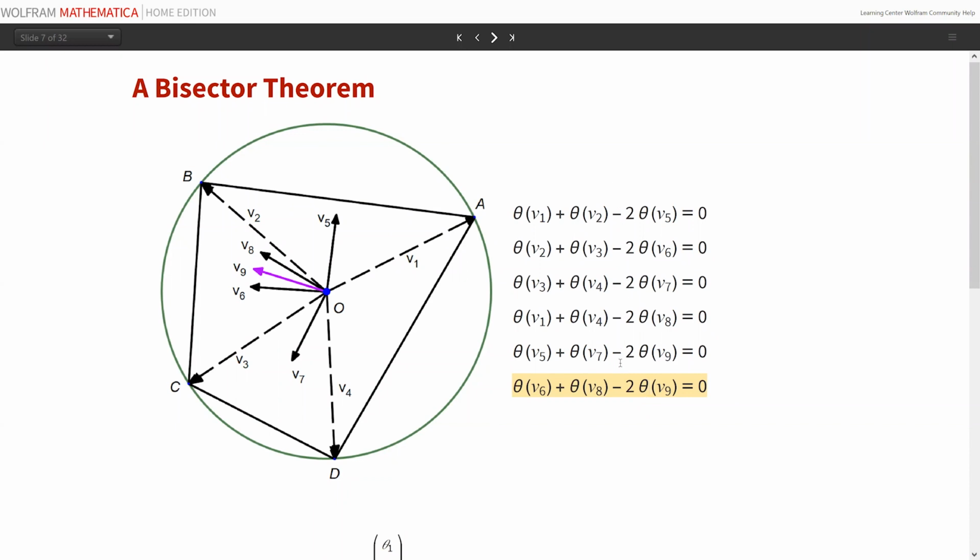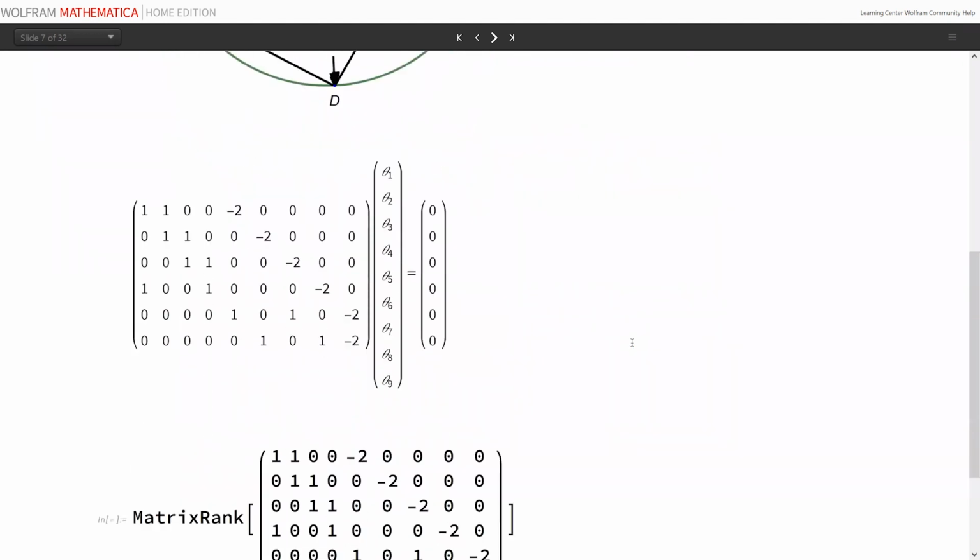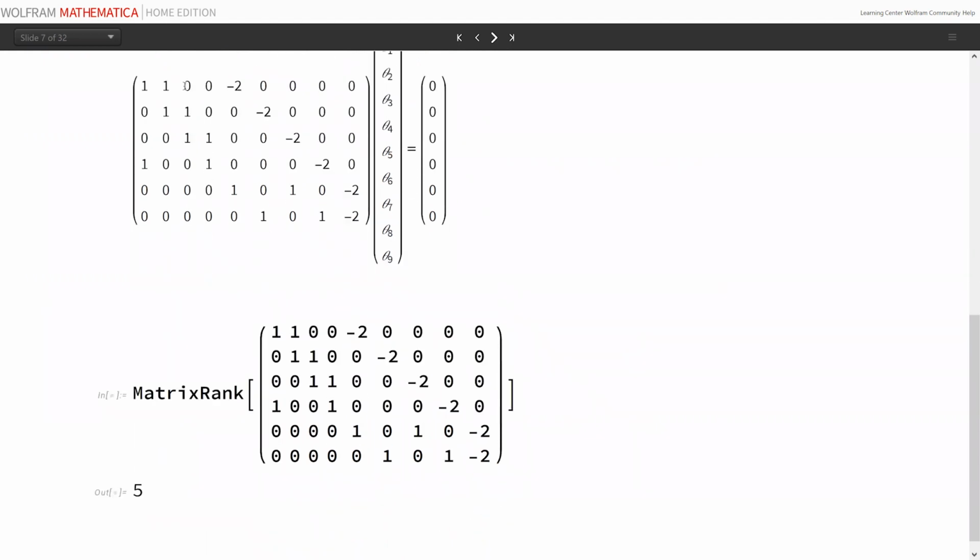So those 6 linear equations can be expressed as a matrix equation. If we look at the rank of this matrix here, we find it's rank 5. It has 6 rows, so that says we're rank deficient, which means that the 6th row could be defined by the previous 5. That is, this is a theorem, that 6th row is determined.